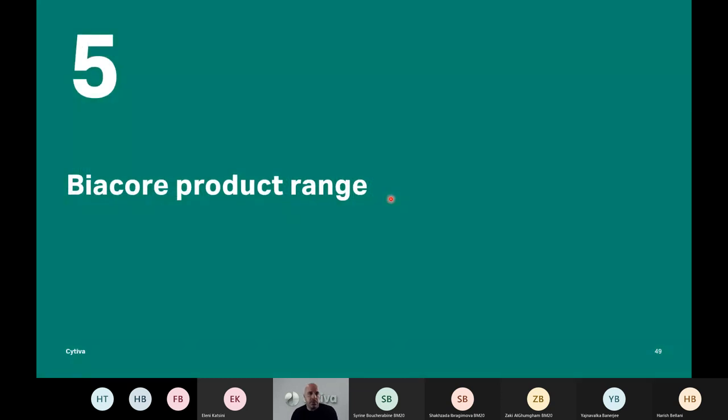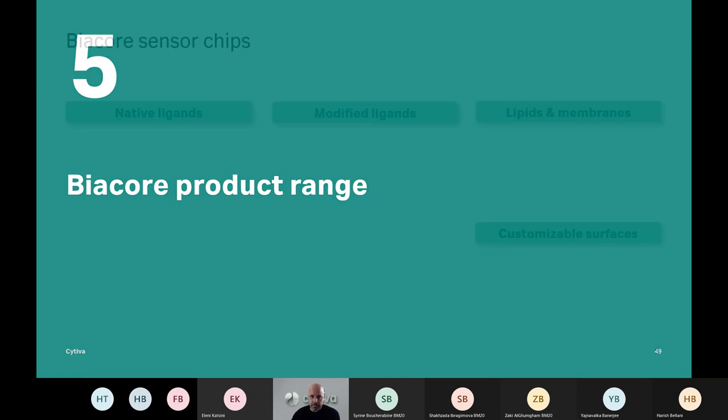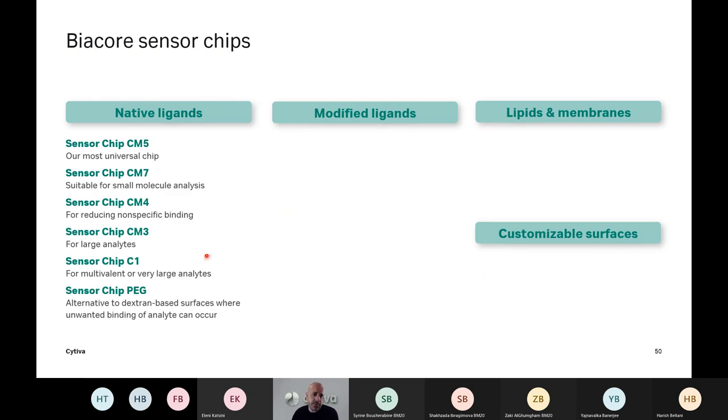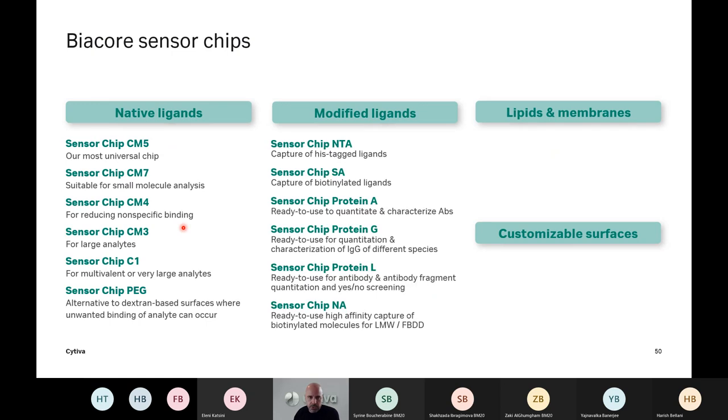So finally, I would like to end this talk presenting the Biacore product range that we have. I have mentioned that we have a series of sensor chip surfaces to work with, on which we can immobilize a particular protein, our target molecule. We also have already prepared sensor chips containing molecules like protein A, protein G, streptavidin, neutravidin, on which we can attach our ligand molecules depending on their nature or the tag they have.